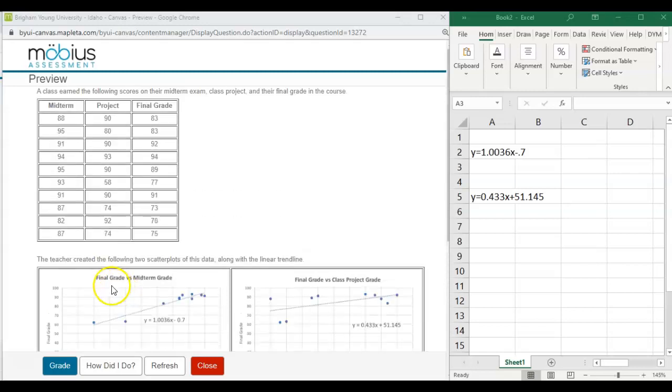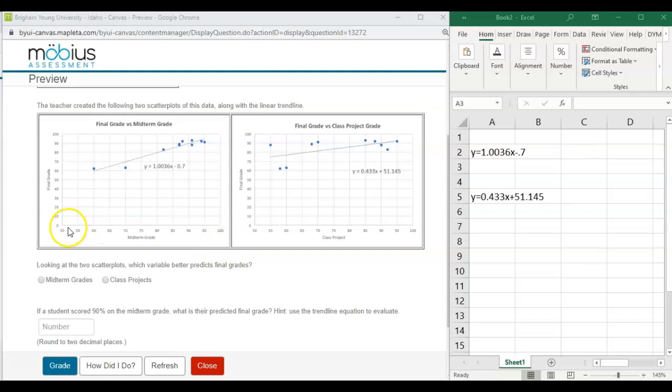On the left, you can see we have the midterm grade down at the bottom, and on the left-hand side, we have the final grade and our trend line in the middle of all of our data points. On the right-hand side, we have the class project along the horizontal and the final grade along the vertical. And here's our trend line and our data points. On the right-hand side, you can see that the data points are not as close to the predicting or trend line as they are on this side. This one, the data points are much closer and seem to follow the predicting or trend line much better.